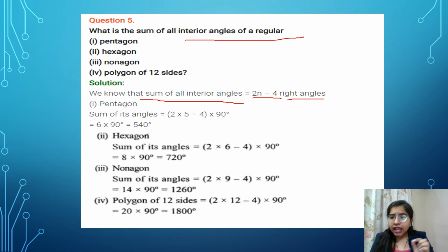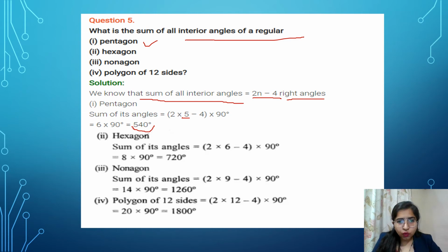So what is the n over here? n is the number of sides. So students, to find the sum of the angles of a pentagon, it is (2n minus 4) into 90. In a pentagon, you know very well that the number of sides is 5. So (2 into 5 minus 4) into 90, right? So 6 into 90 is equal to 540, which will be the sum of interior angles of the pentagon.